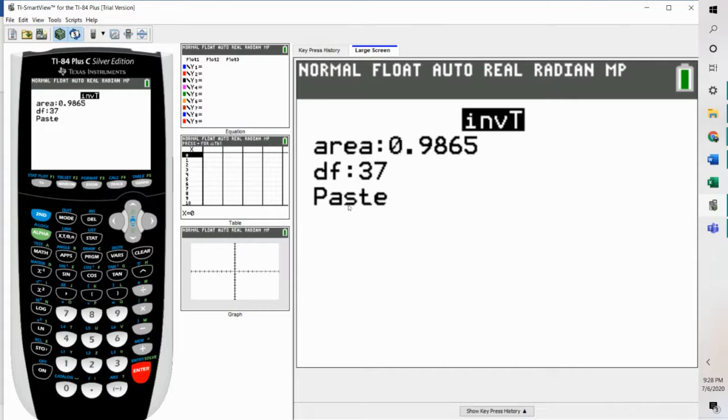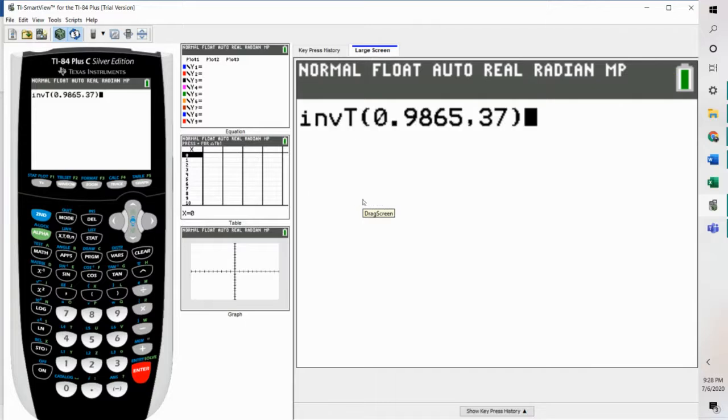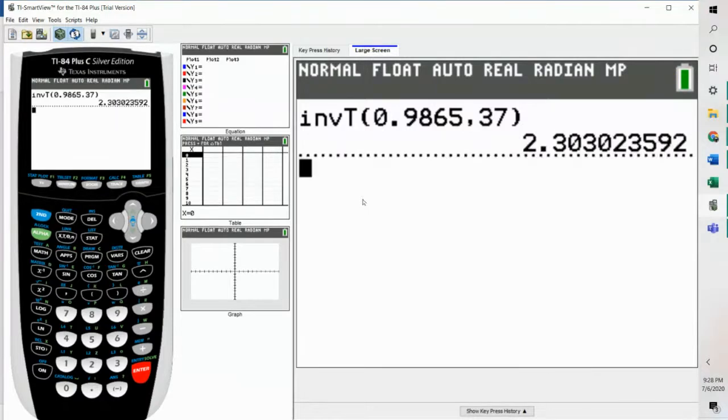And then we found the area to be 0.9865. Degrees of freedom, n minus 1, is 37. Down. And you paste it, and then you hit enter one more time to find the value. And the answer is 2.303.